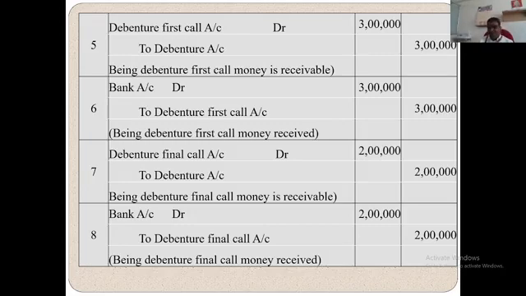Next, debenture final call money due. Debenture final call account debited to debenture account. How much due? Rupees 20 per debenture due on debenture final call. Debenture final call account debited to debenture account, 10,000 into 20, 2 lakh debited to debenture final call, 2 lakh debenture account credited. Next, debenture final call money received. Journal entry, bank account debited to debenture final call account. How much due? 2 lakh rupees. There is no other due. It is fully received in cash.